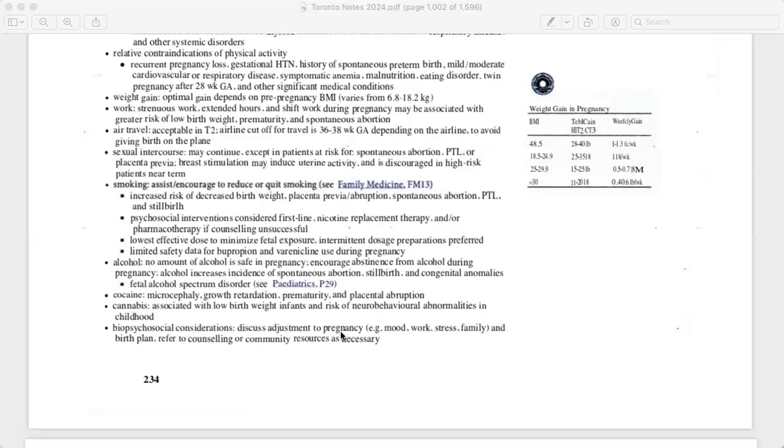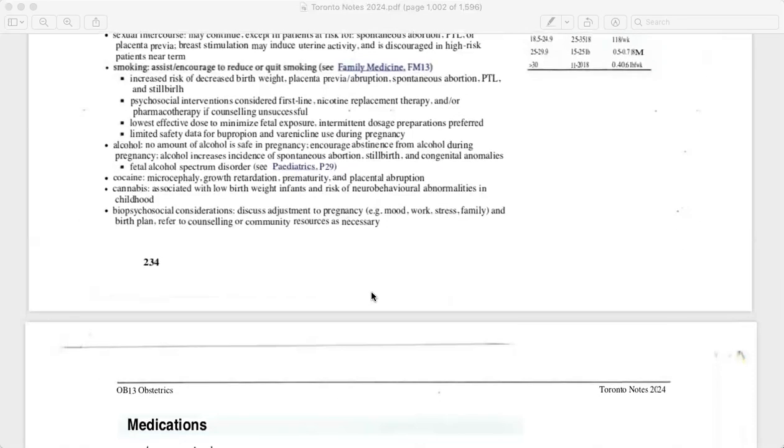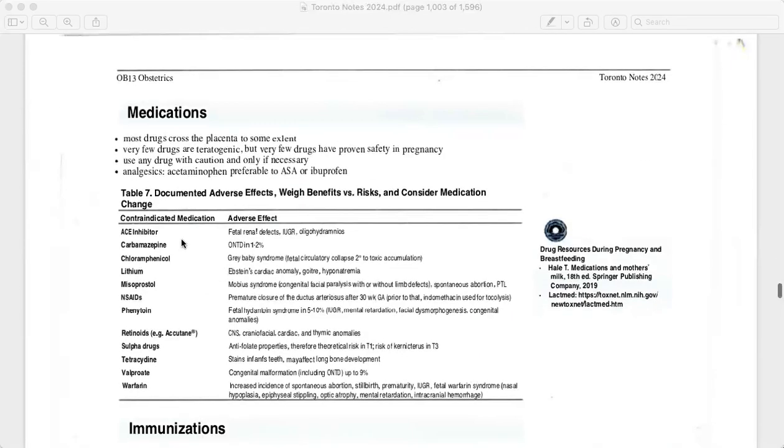Because if you give the medical notice for that person to take the leave, she gets paid. So that's why you are still in a liability condition where you have to make sure of everything. Then birth plan, refer to counseling and the community resources as necessary. So you can provide all of those things. Medication, just remember this one if you can, because in MCQs, they can ask you if somebody is taking NSAID, what could the complications be?